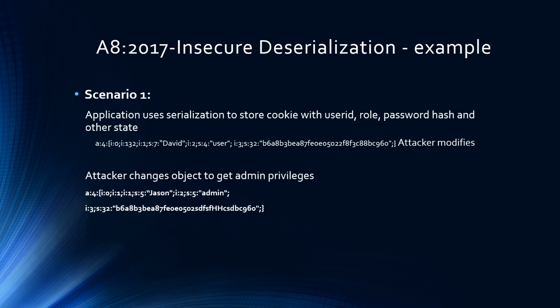Implementing integrity checks, enforcing strict type constraints during deserialization, running code that deserializes in a low privilege environment, logging deserialization exceptions and failures, and restricting or monitoring incoming and outgoing network connectivity from containers or servers that deserialize. Here's an example. The application uses serialization to store cookies with user ID, role, password hash, and other state. The attacker changes the object to get admin privileges.